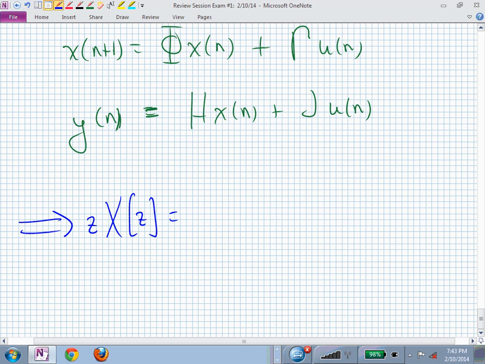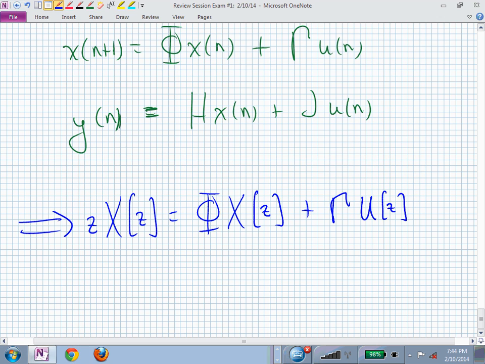Is that clear where that came from? I'm just z-transforming little x of n plus 1. So that's an advance of 1, and z as an operator, if it was z to the minus 1, that's a delay. The reciprocal of that is z, which is an advance. So an x of n plus 1 is an advance of 1. That's a z times the z transform of little x of n. Phi was constant. The z transform of little x of n is capital X of z, plus gamma capital U of z. Is that clear where that's coming from?